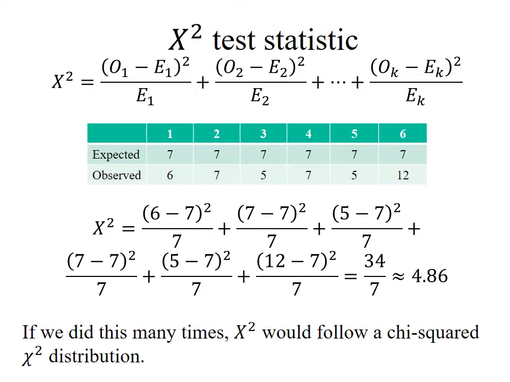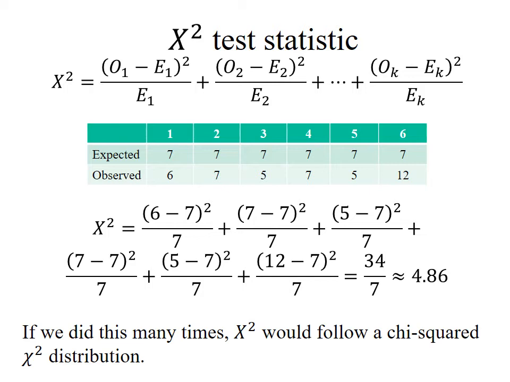So for the 1s, I got 1/7. For the 2s, the expected is 7 and the observed is 7. So 7 minus 7 is 0, so there's nothing there. For the 3s, I expected to get 7 of them, but I only observed 5 of them. Only in 5 of my 42 rolls did I get 3. So 5 minus 7 is -2. -2 squared is +4. So I got 4/7 for my sum there.